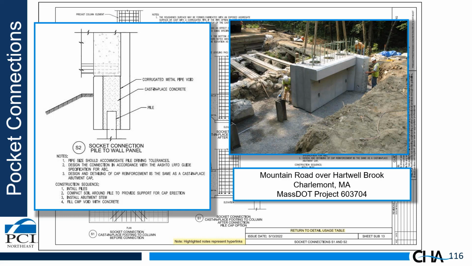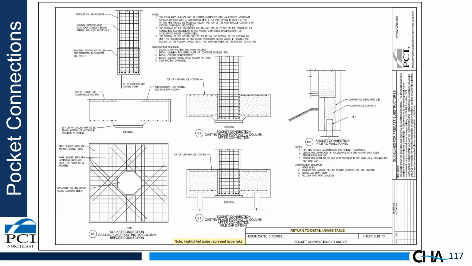It's easy to execute in the field. The photo shown on the right is a small bridge in Massachusetts, Mountain Road over Hartwell Brook in Charlemont, Massachusetts, which was an ABC project. It's on a dirt road with very low ADT, but it was an experimental project that Mass DOT did to see how these details worked, and they did work well. No issues at all with construction. So the key is the corrugated metal pipe void receives the pile.